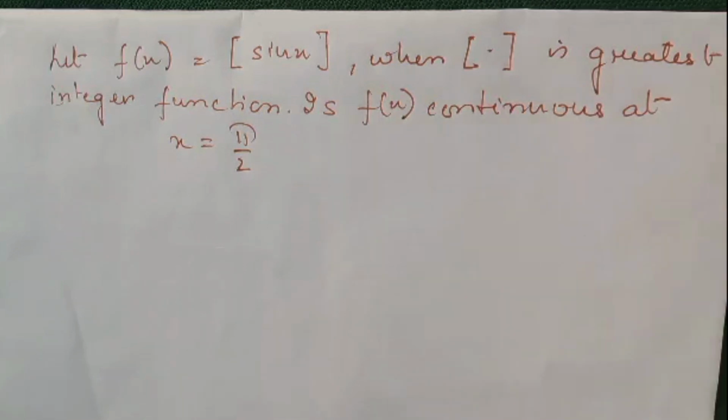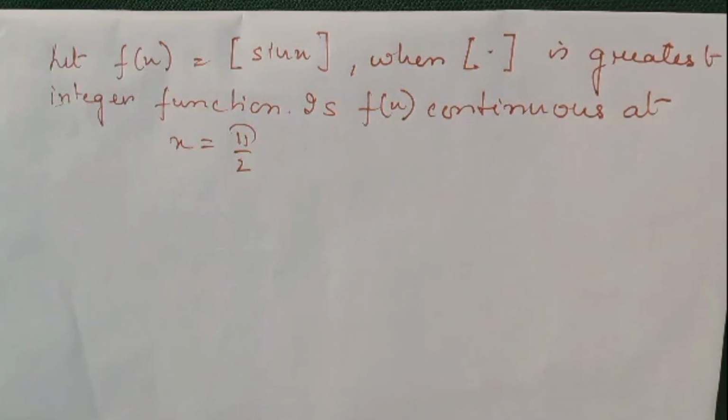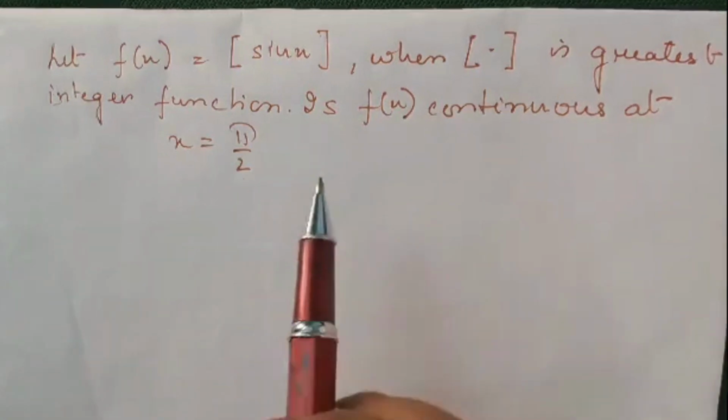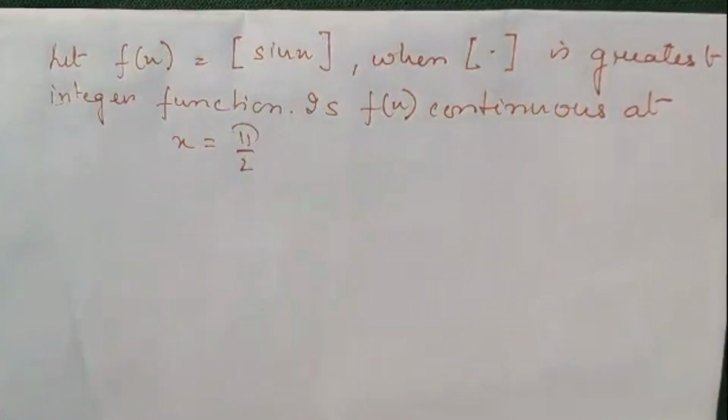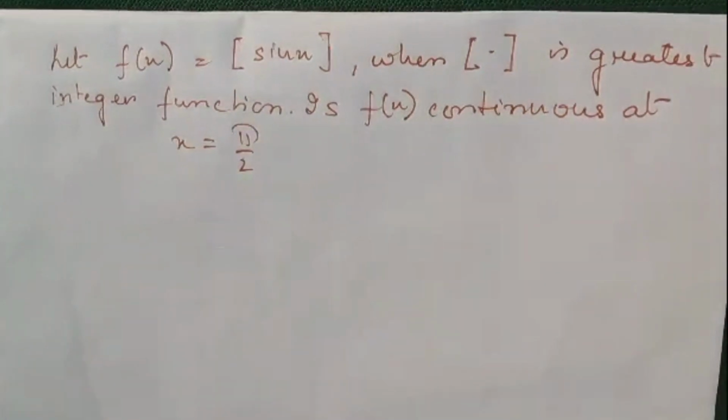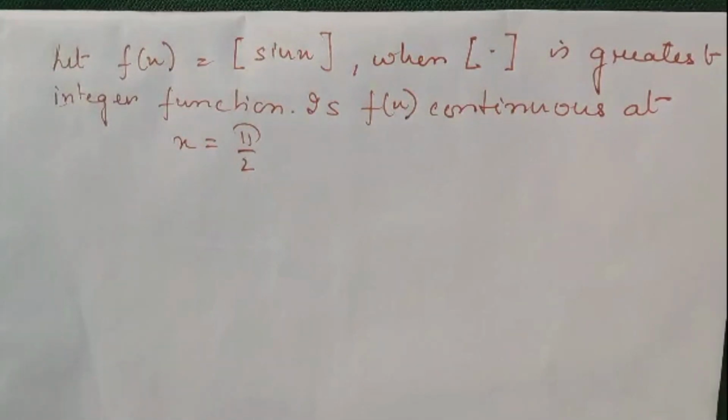So the first sum is: let f(x) equal box sin x, where box x is the greatest integer function. Is f(x) continuous at x equal to pi by 2? So we have to find out the continuity of box sin x at x equal to pi by 2.